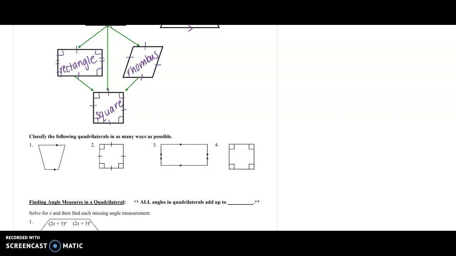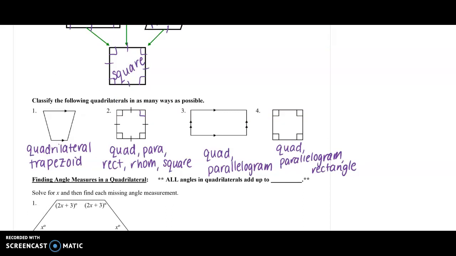Okay, so then let's get down to numbers 1 through 4. I want you guys to go ahead and try these 4 on your own. Okay, so go ahead and check your answers against what I have. You can absolutely go ahead and pause it. Remember, you were supposed to label them, classify them in as many ways as possible. So not just the most specific, but all of them.